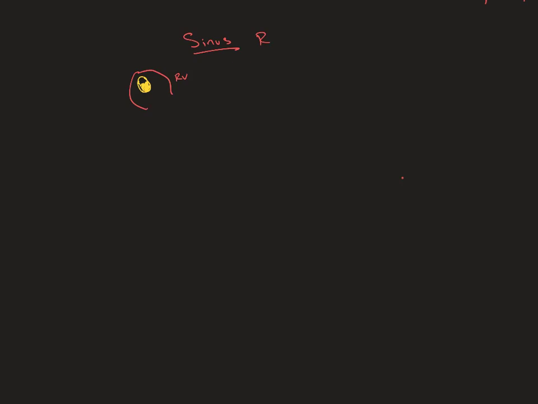So the sinus node, or the SA node, the sinoatrial node, has a normal rate of 60 to 100 beats per minute. 60 to 100. So under normal circumstances, this thing is going to be ticking away. It's anywhere from 60 to 100 beats per minute. That would be our NSR rate.